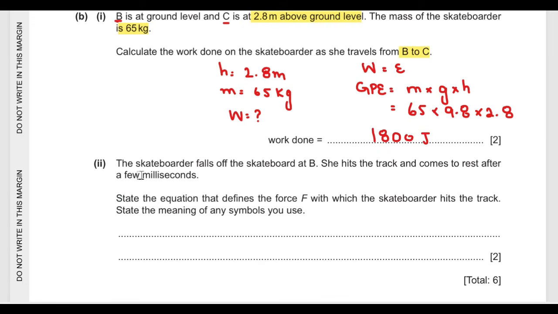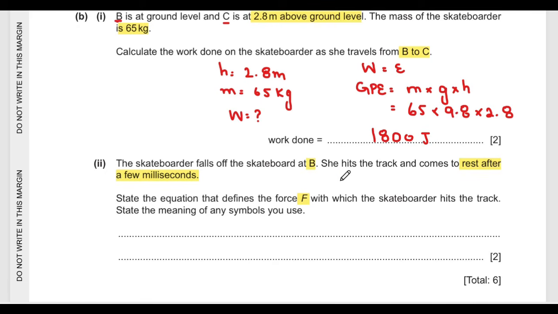Second part says the skateboarder falls off the skateboard at B. She hits the track and comes to rest after few milliseconds. State the equation that defines the force F with which the skateboarder hits the track. State the meaning of any symbol that you use.